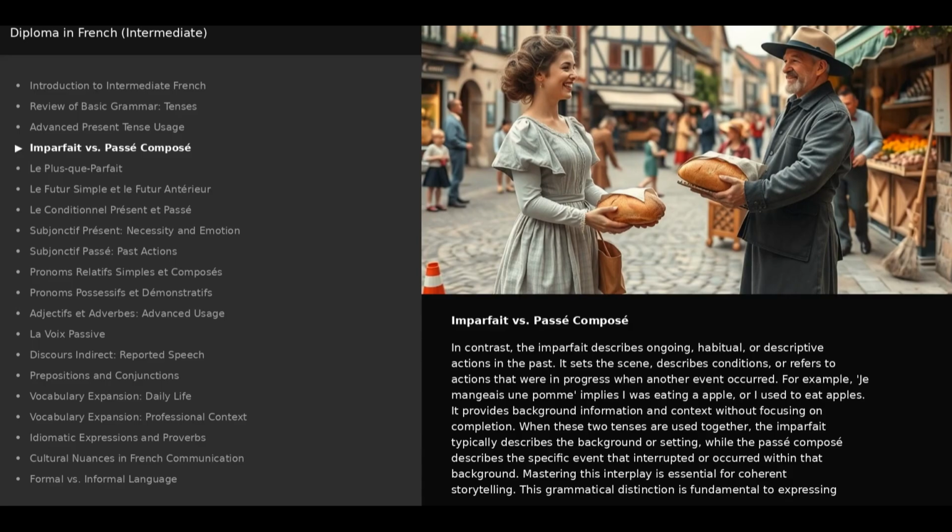When these two tenses are used together, the imparfait typically describes the background or setting, while the passé composé describes the specific event that interrupted or occurred within that background. Mastering this interplay is essential for coherent storytelling. This grammatical distinction is fundamental to expressing complex narratives in French.